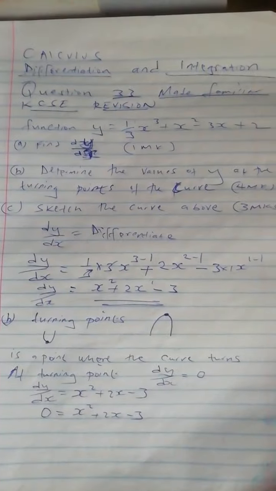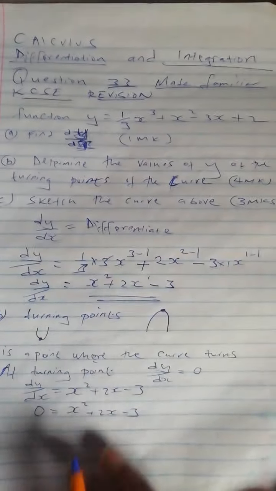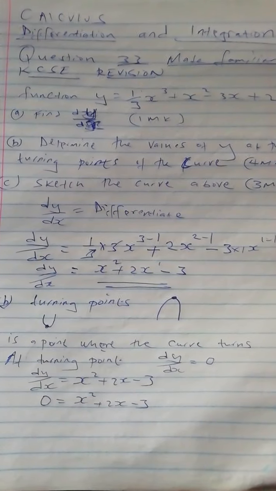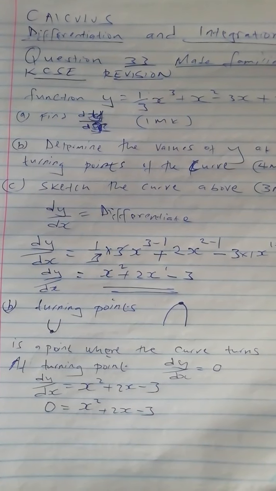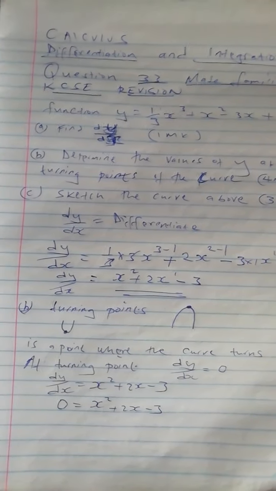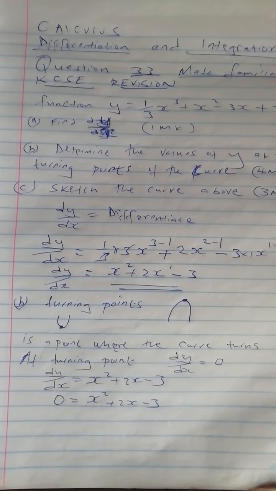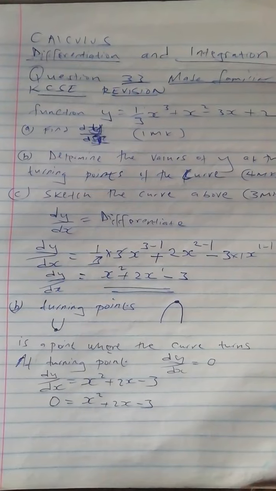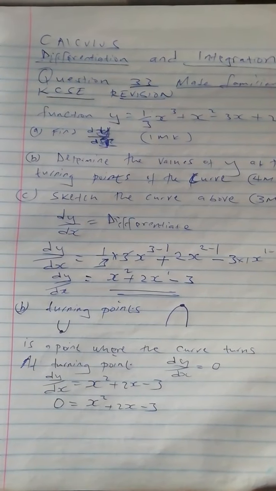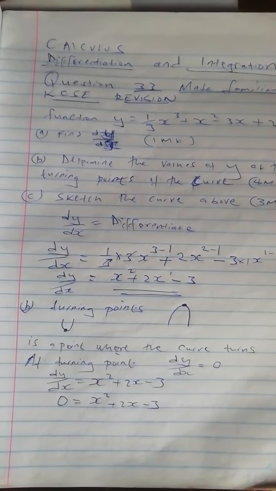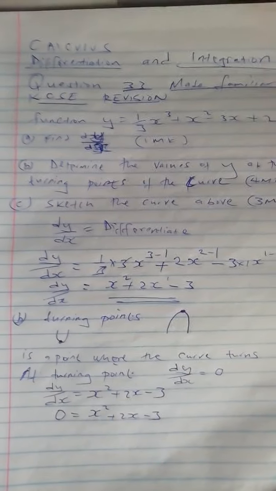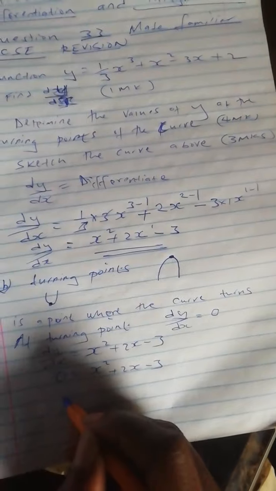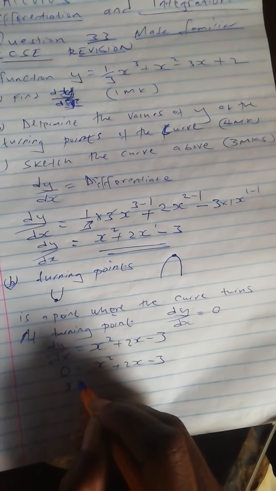Therefore, we want to find the value of x, and as you can see, we have a quadratic equation. For a quadratic equation, you can use three methods: factorization, the quadratic formula, the completing square method, or the graphical method, use of graphs. But for now, since this is a small equation, you can simply use factorization.